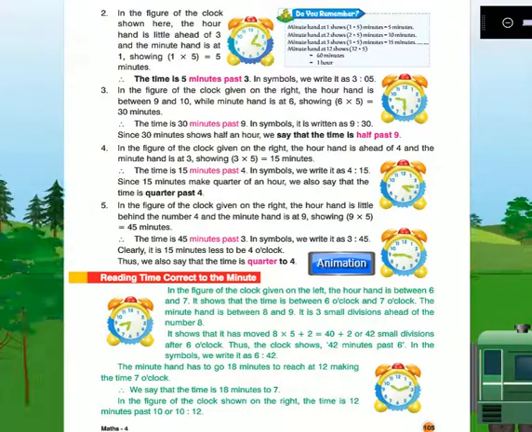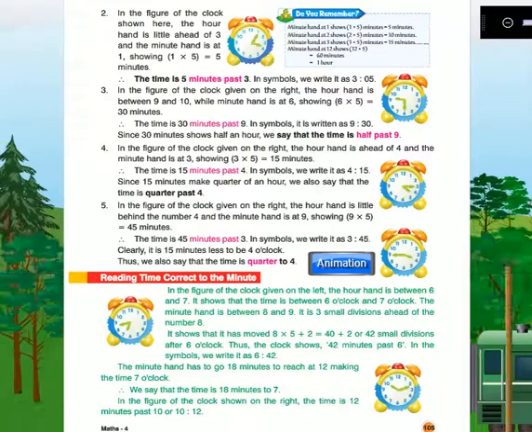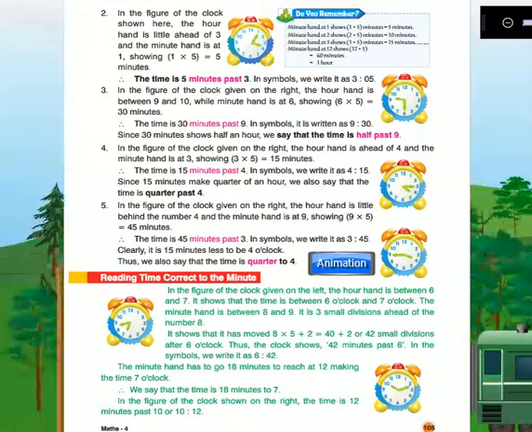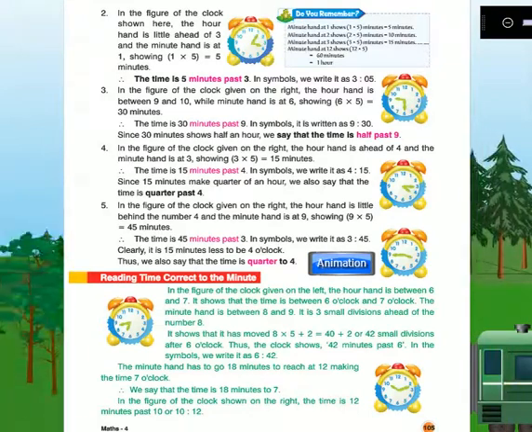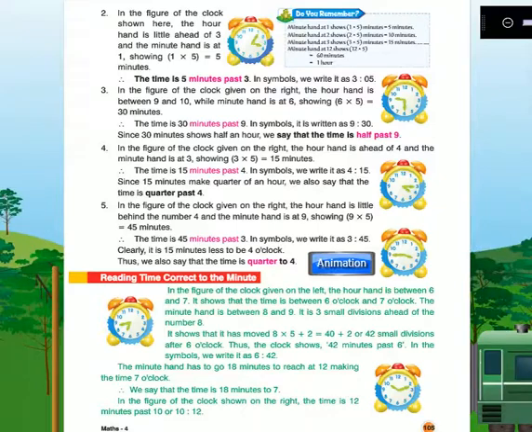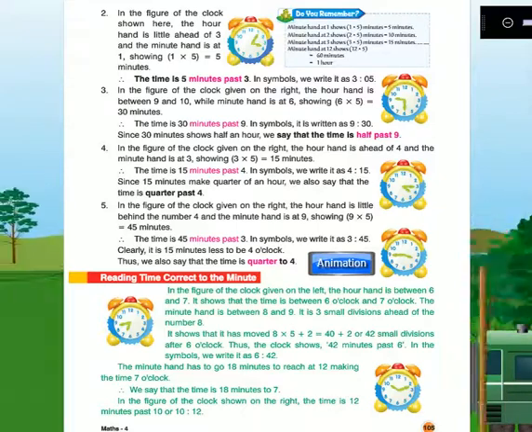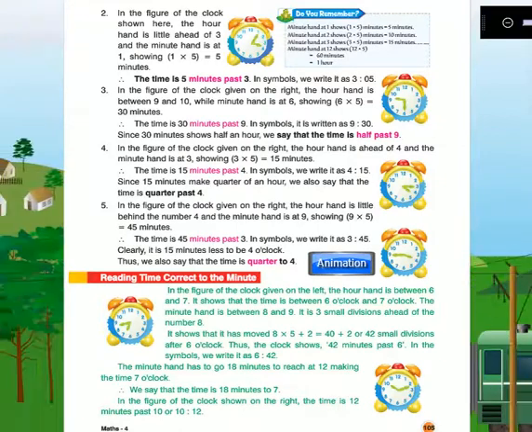It shows that it has moved 8 into 5 plus 2, which is 40 plus 2, or 42 small divisions after 6 o'clock. Thus, the clock shows 42 minutes past 6. In symbols, we write it as 6:42.